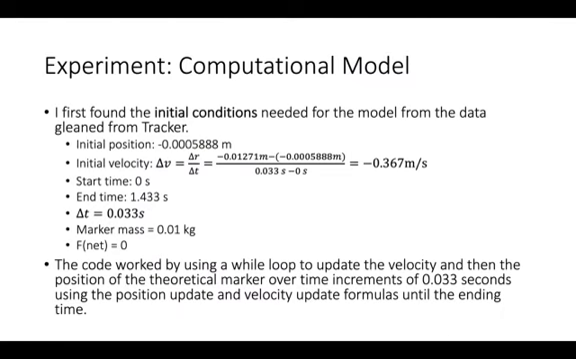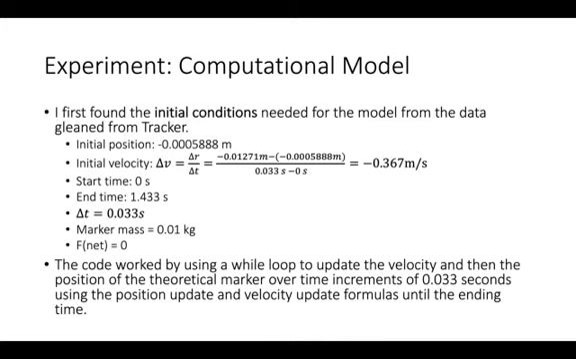For the computational model, I first found the initial conditions needed for the model from the data gleaned from tracker. The initial position was negative 0.005 meters. The initial velocity was calculated and found to be negative 0.367 meters per second. The start time was 0 seconds. The end time was 1.3 seconds. The change in time was 0.033 seconds. The marker mass was 0.01 kilograms, and the net force was 0.